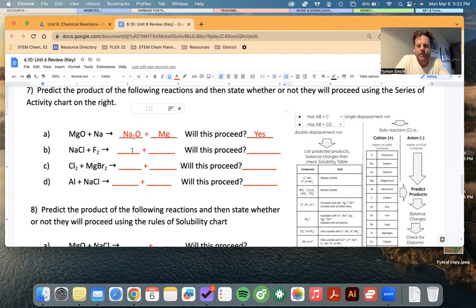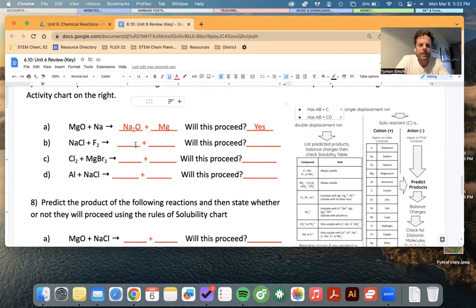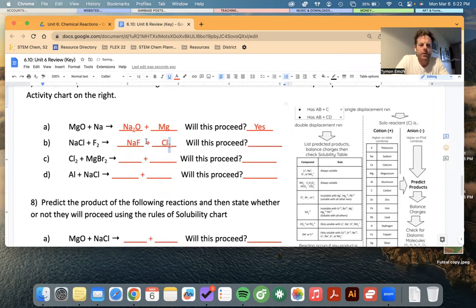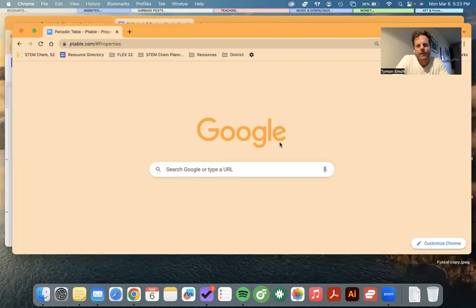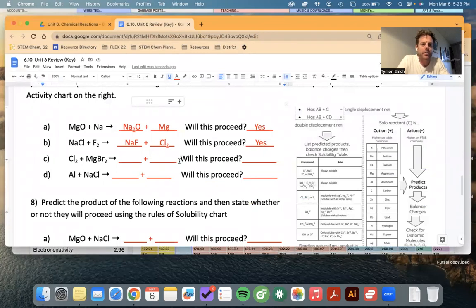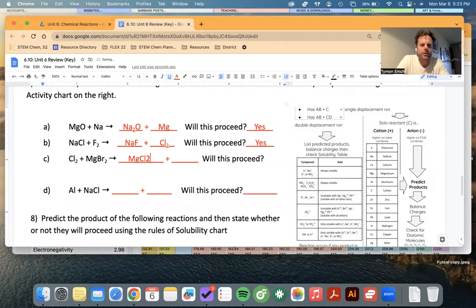On this one right here, I'm going to see, hey, is F above Cl in the periodic table? In this case, yes, it is. So it will go like that. It will go yes. All right, now Cl. Is Cl above Br in the periodic table? So if I look right here, and I say is Cl above Br. So Cl is above Br, yeah, so it's MgCl2. And now Br is going to be all by itself, for a little Br. Yes, it will proceed.